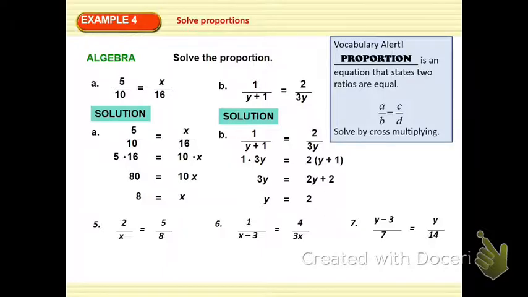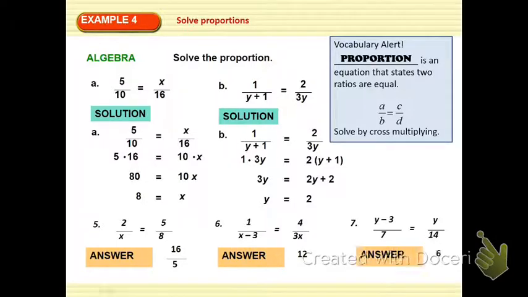Who's still working? All right, so the first answer is 16/5. Yes. The second one is 12. Yes. Number 7 is 6. Let me do number 7 on the board. I want to make sure you can do one like that. Somebody want to do it on the board? Okay, Max, go ahead. Come on up.